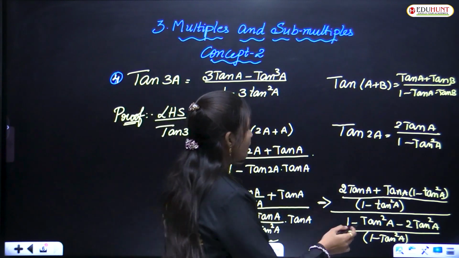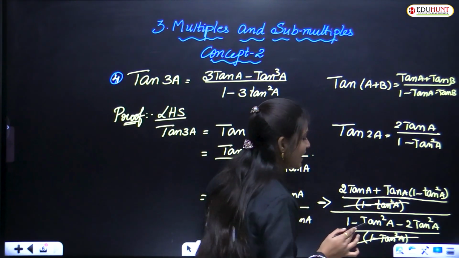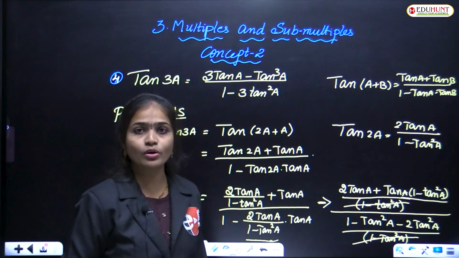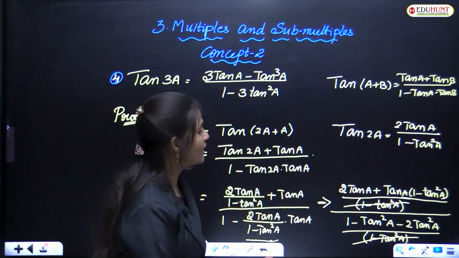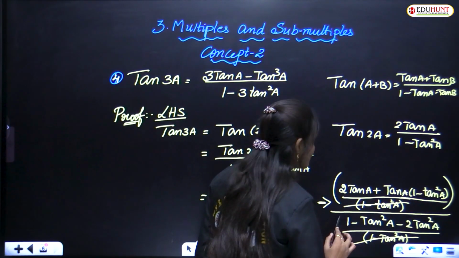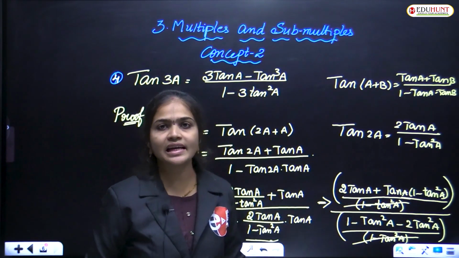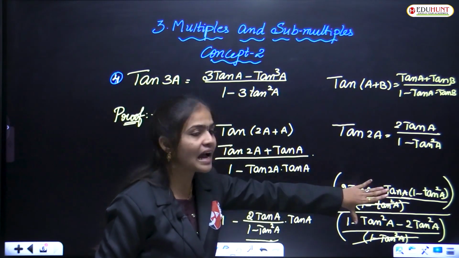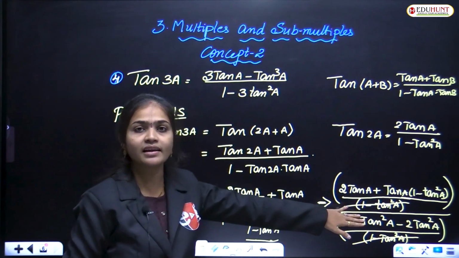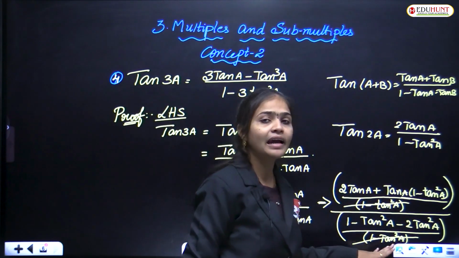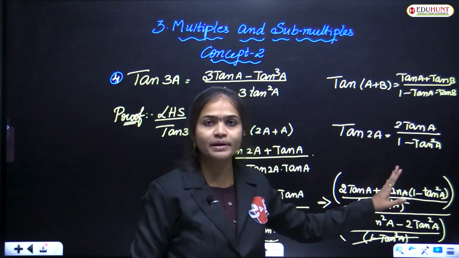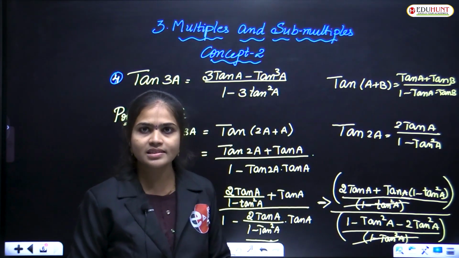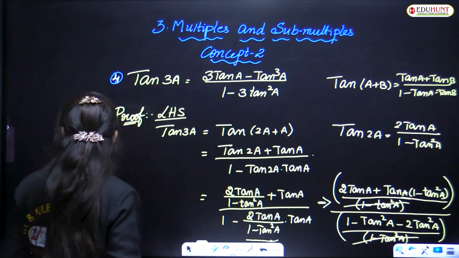Understand? Now here 1 minus tan square a and 1 minus tan square a get cancelled. Why? Because both numerator and denominator have fractions, no? So in the denominator, the fraction becomes a reciprocal. So after that, numerator and denominator have the same terms, 1 minus tan square a and 1 minus tan square a. So that's why those two get cancelled. Understand? So next, continuation, see here.